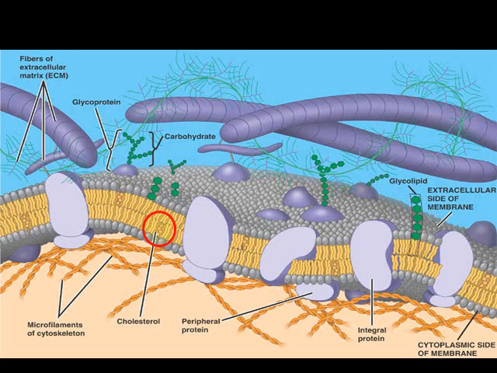In animal cells, cholesterol is also found in the plasma membrane. Its main function is to stabilize the membrane when temperature changes. The outer or extracellular side of the membrane also has glycoproteins and glycolipids. That's carbohydrates attached to proteins or lipids. These molecules represent a sort of chemical signature for the cell and are involved in cell recognition and signaling.